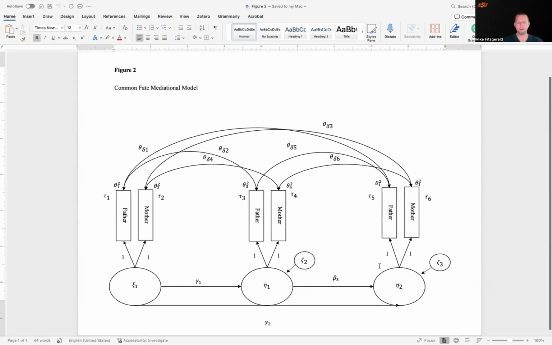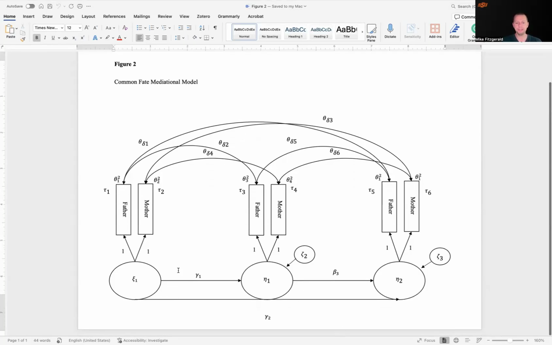So first, let's take a look at a figure of the model that we will be estimating. So this is the model that we will be estimating. We will specifically be looking at mediation, or the test of indirect effects, when all of the constructs are common fate latent variables. So we are essentially assessing mediation at the dyad level.